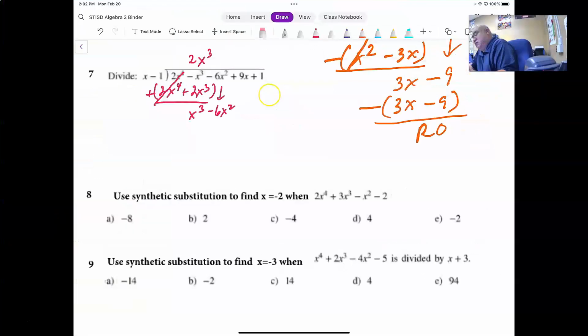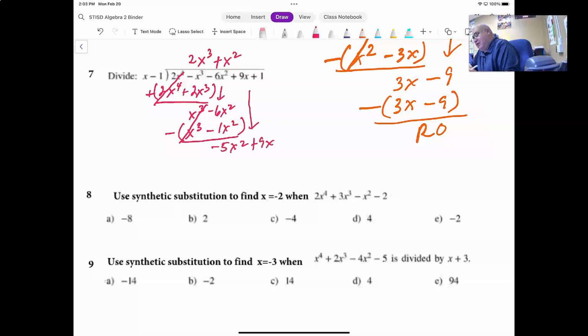So you ask yourself, what do you multiply x to get x cubed? It's going to be x squared. X squared times x gives you x cubed minus 1x squared, right? You're going to subtract, and we have x cubed minus x cubed is 0. Negative 6x squared minus a negative x squared gives you negative 5x squared.